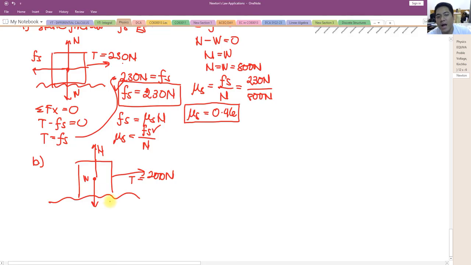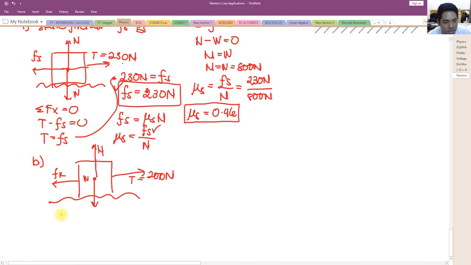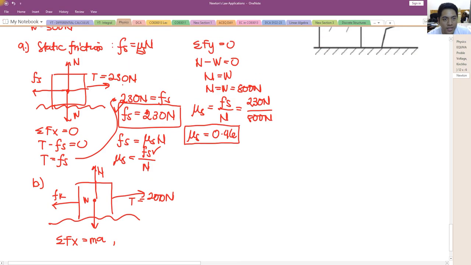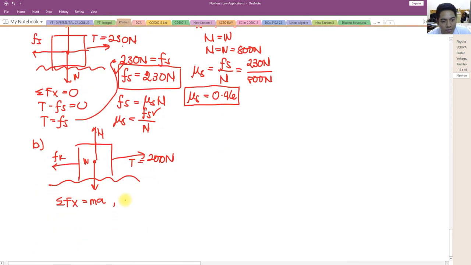Now, since the box is already moving, we have an opposing force, friction, and that is what we call the kinetic friction. If we are going to get the summation of forces along x equals ma, since it's moving, the problem states also that it starts moving with a constant speed. So meaning the acceleration is 0 because we have a constant speed. So you have tension minus the kinetic friction equals 0. So tension is still equal to the kinetic friction.